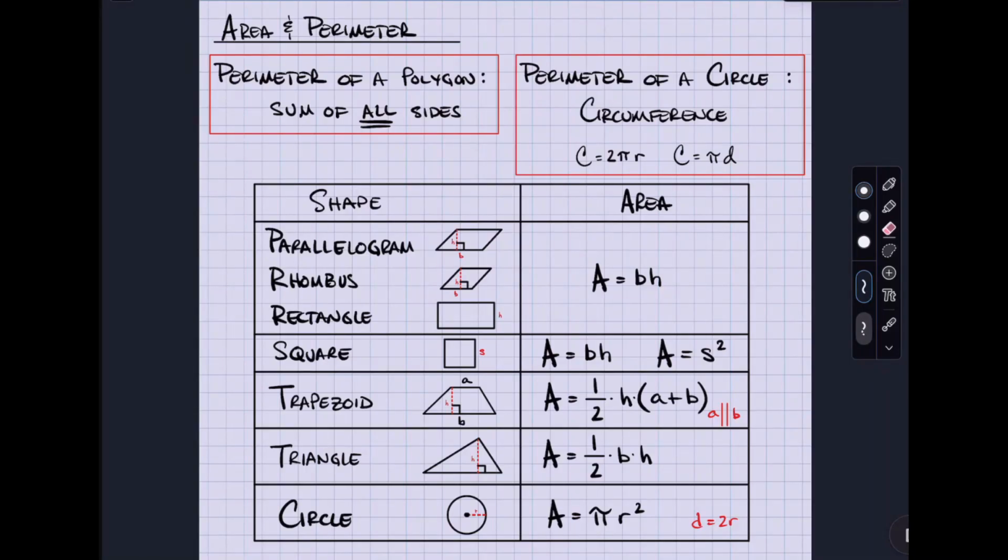For me, I really do not like having a different equation for the square compared to the rectangle, because to me, it's still base times height. I hate the s squared. I think it's more important for me to remember that a square has 4 equal sides, and use that fact instead. Notice the trapezoid. Side A and side B are parallel. You see that little symbol in red there?